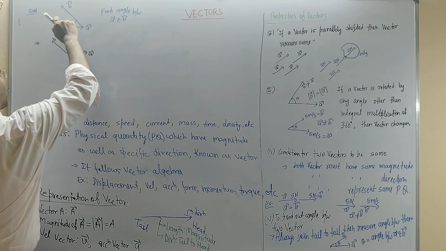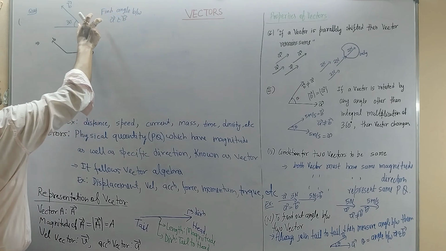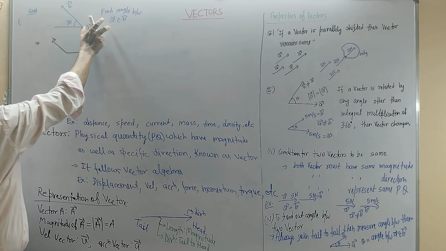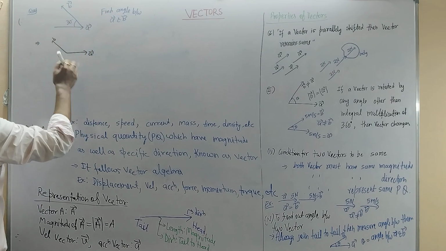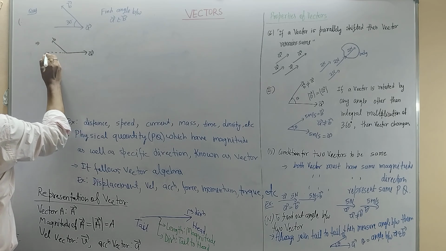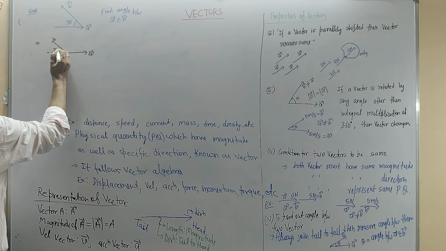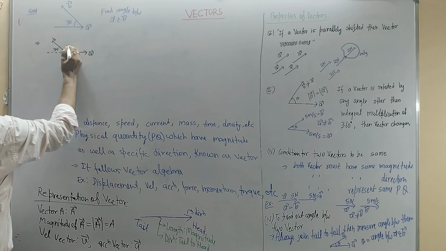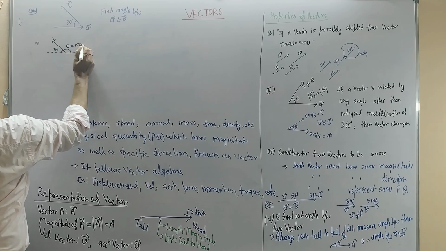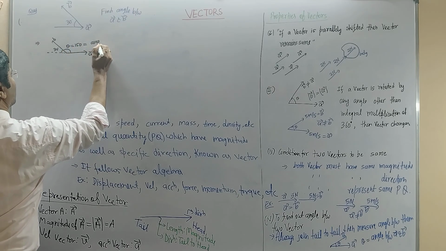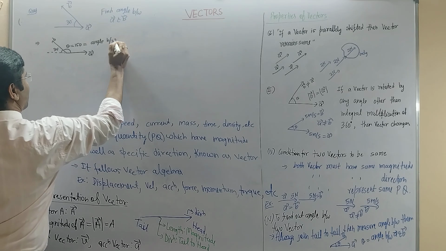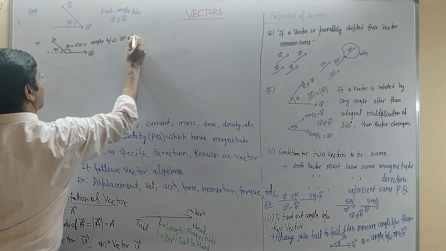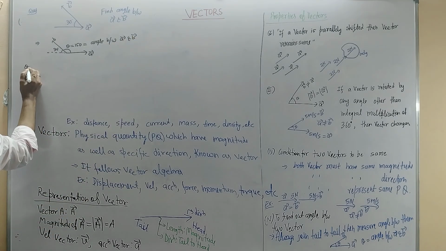If you shift vector A parallelly, it will not change. So I am starting vector A from the tail of vector B. Here this angle is given as 30 degree, so this angle will be 150 degree. So this 150 is the angle between A and B.